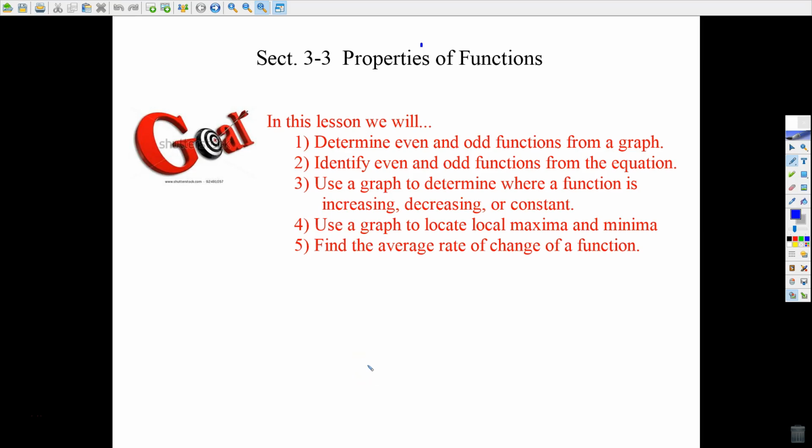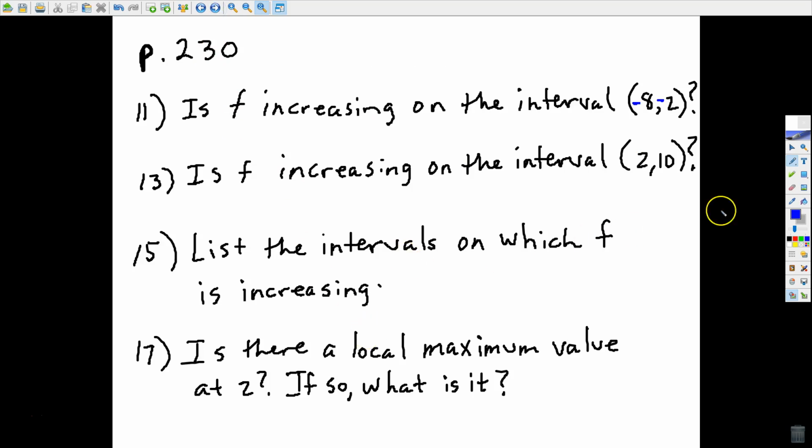This video is on section 3.3. We're going to be talking about properties of functions, such as whether or not a function is considered to be even or odd, is a function increasing, decreasing, or constant, and where is that taking place? Can we identify local maxima or minima? And then we're going to end up with finding the average rate of change of a function. So a lot to do. Let's just jump right in.